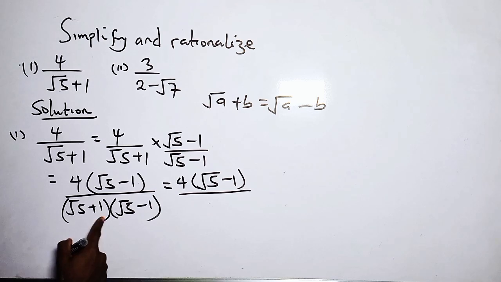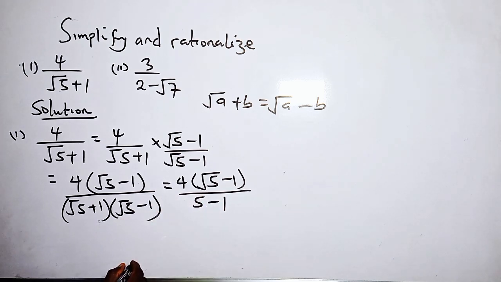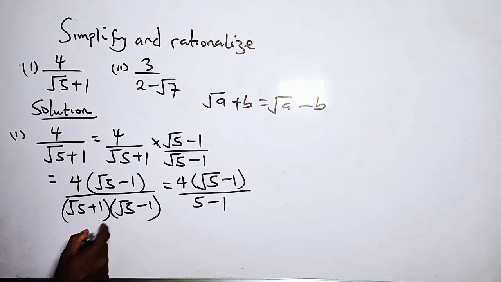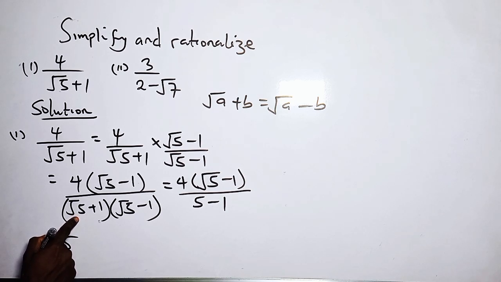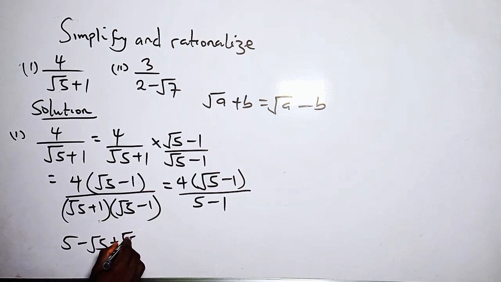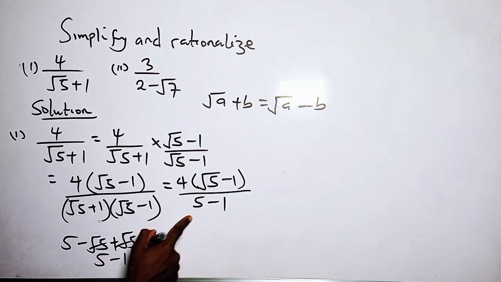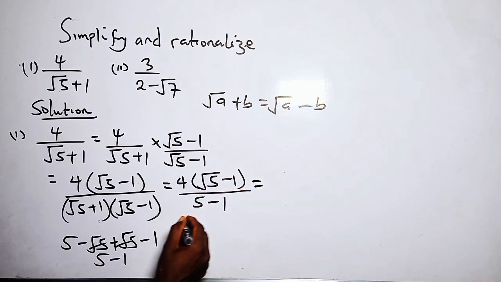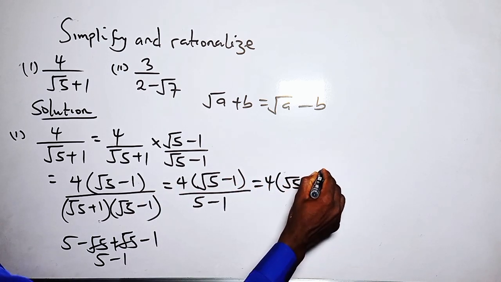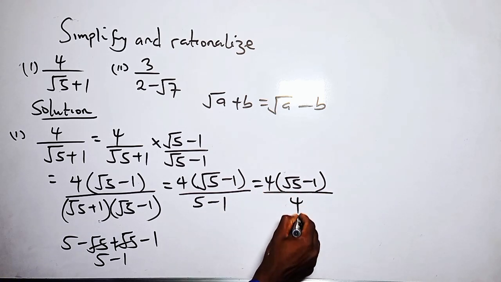When we expand the denominator, we have 5 minus 1. How do we get that? For root 5 multiplying root 5, that is 5. For root 5 multiplying minus 1, we have minus root 5. For plus 1 multiplying root 5, we have plus root 5. These cancel out, so we arrive at 5 minus 1. So here we have 4 root 5 minus 1, divided by 5 minus 1, which is 4.